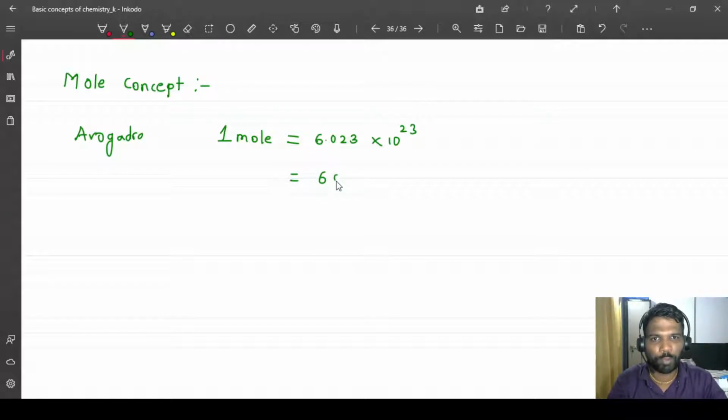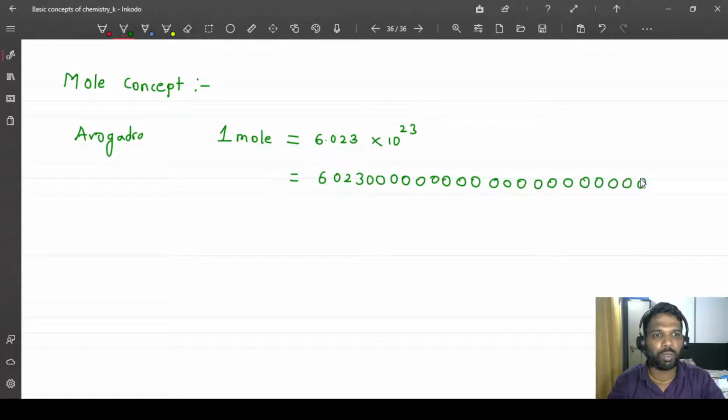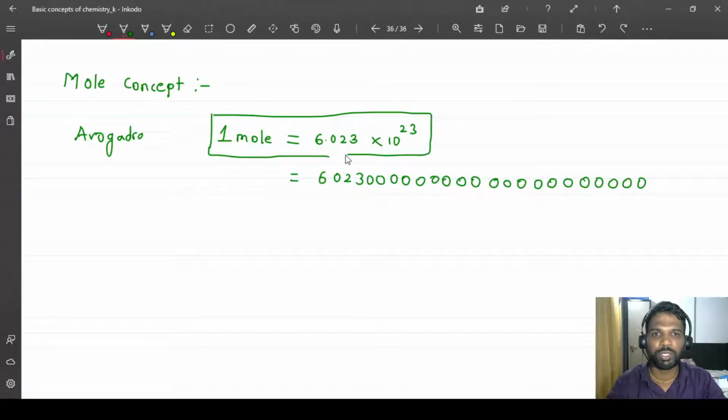How big? If we want to write this, then 1, 2, 3, 4, 5, 6, 7, 8, 9, 10, up to 16, 17, 18, 19, 20, 21, 22, 23. It is such a big number. Now, what is the significance of this 1 mole? The thing is very clear: it is used to make our calculations easy.